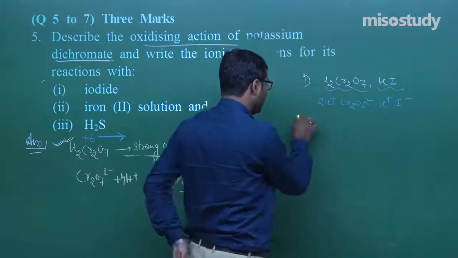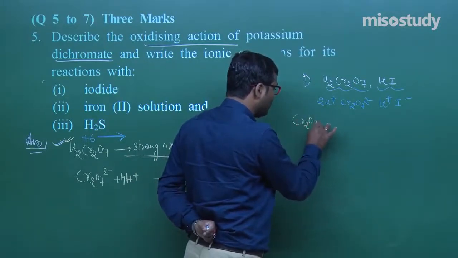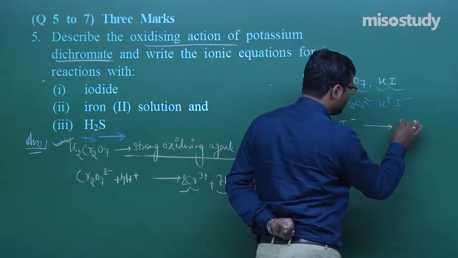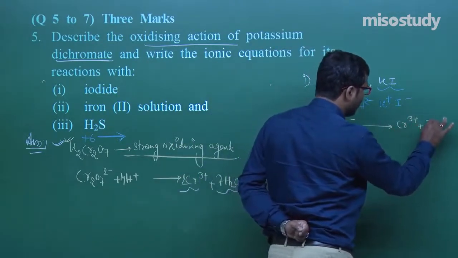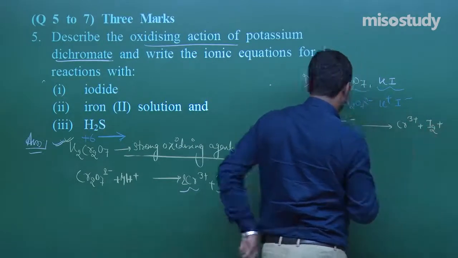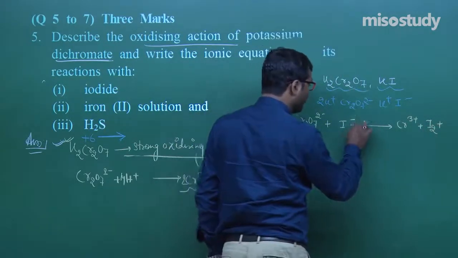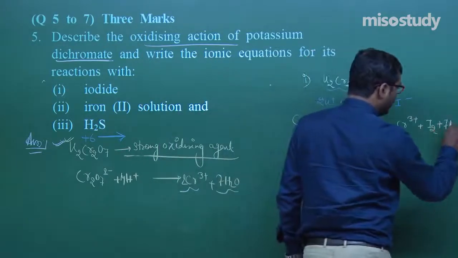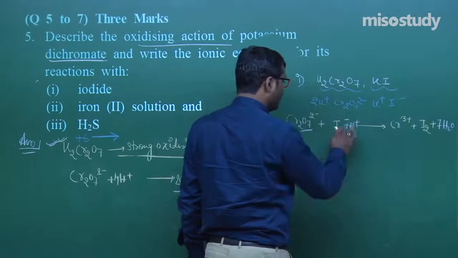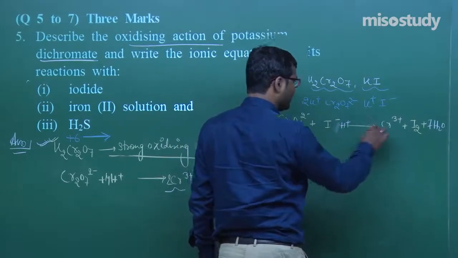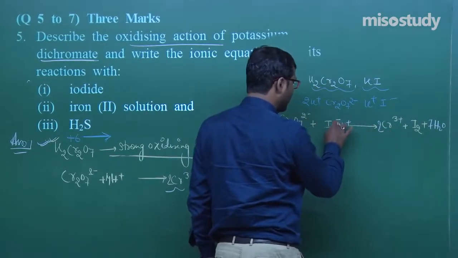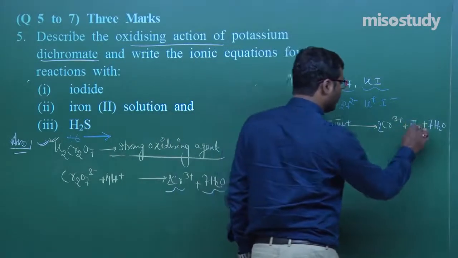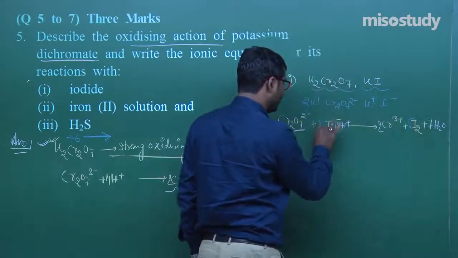So what is the ionic equation here? Cr2O7 2- plus I- gives you Cr3+ and I2, my friend. Now balance here. The medium is acidic, H+. Clear? There are 7 oxygens, so put 7H2O here. Now put 2 here, and 14H+ here. Iodine, now put 5I2 here, and 10I- here.